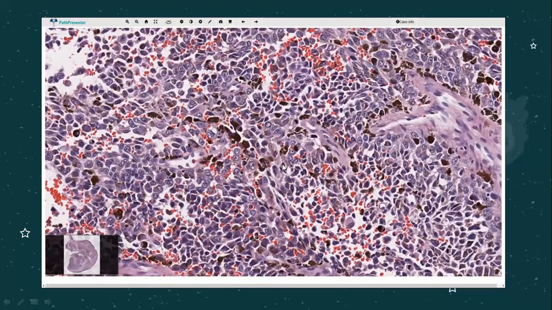Around these cells, we have depositions of the dark brown pigment, as we know as melanin. Okay, when you see melanin inside clearly malignant tumors, you need to suspect melanoma.